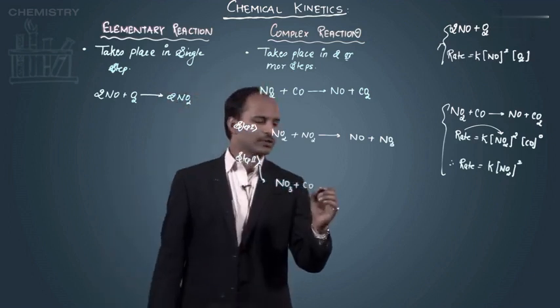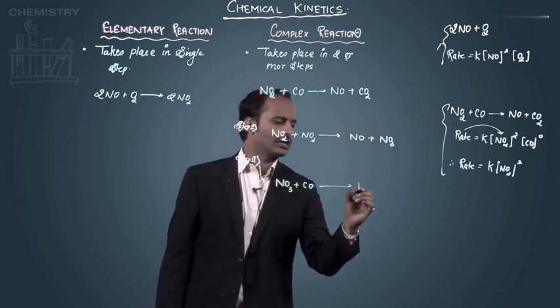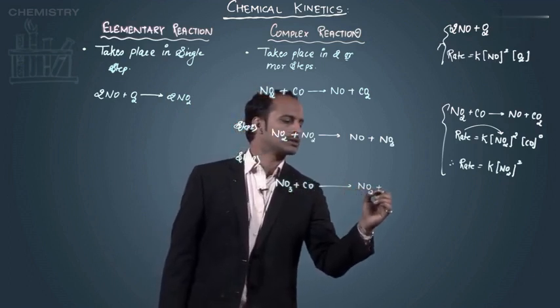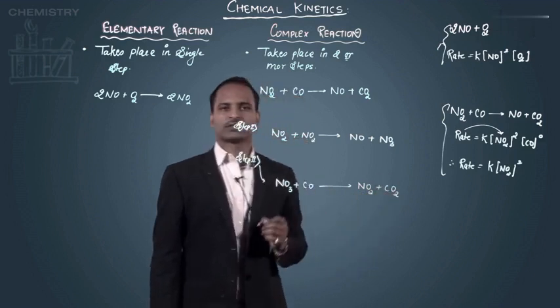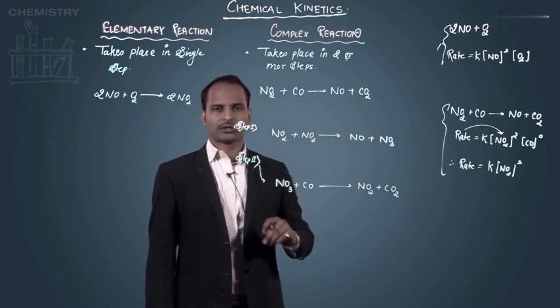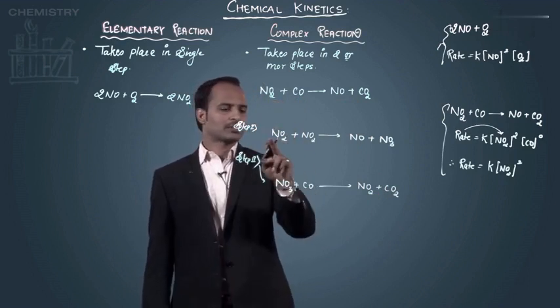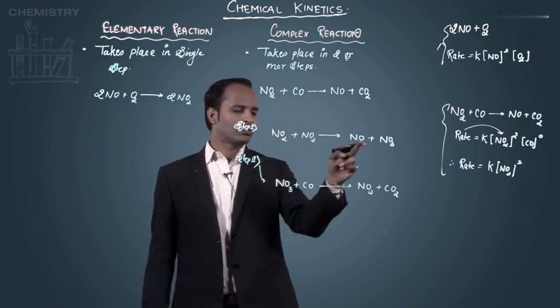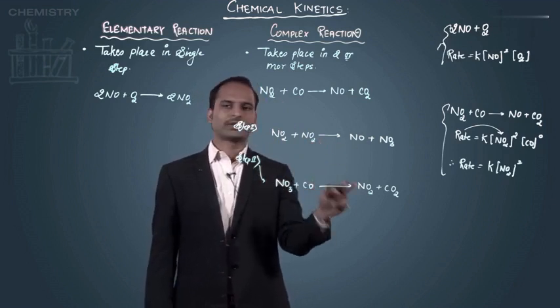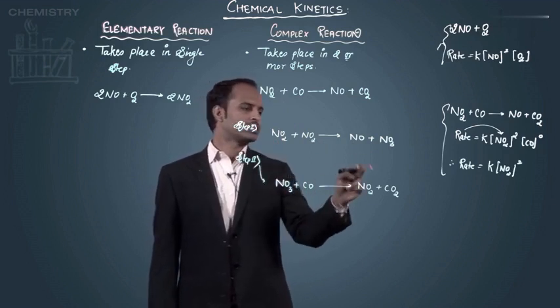NO3 combines with CO and produces... NO3 will give its oxygen to CO and we will get NO2 plus CO2. So you can see that we finally got another product also. So if I add these two reactions, we will get the same. On addition, NO2 will get cancelled, NO3 will get cancelled. So what is left is NO2 plus CO gives NO plus CO2.